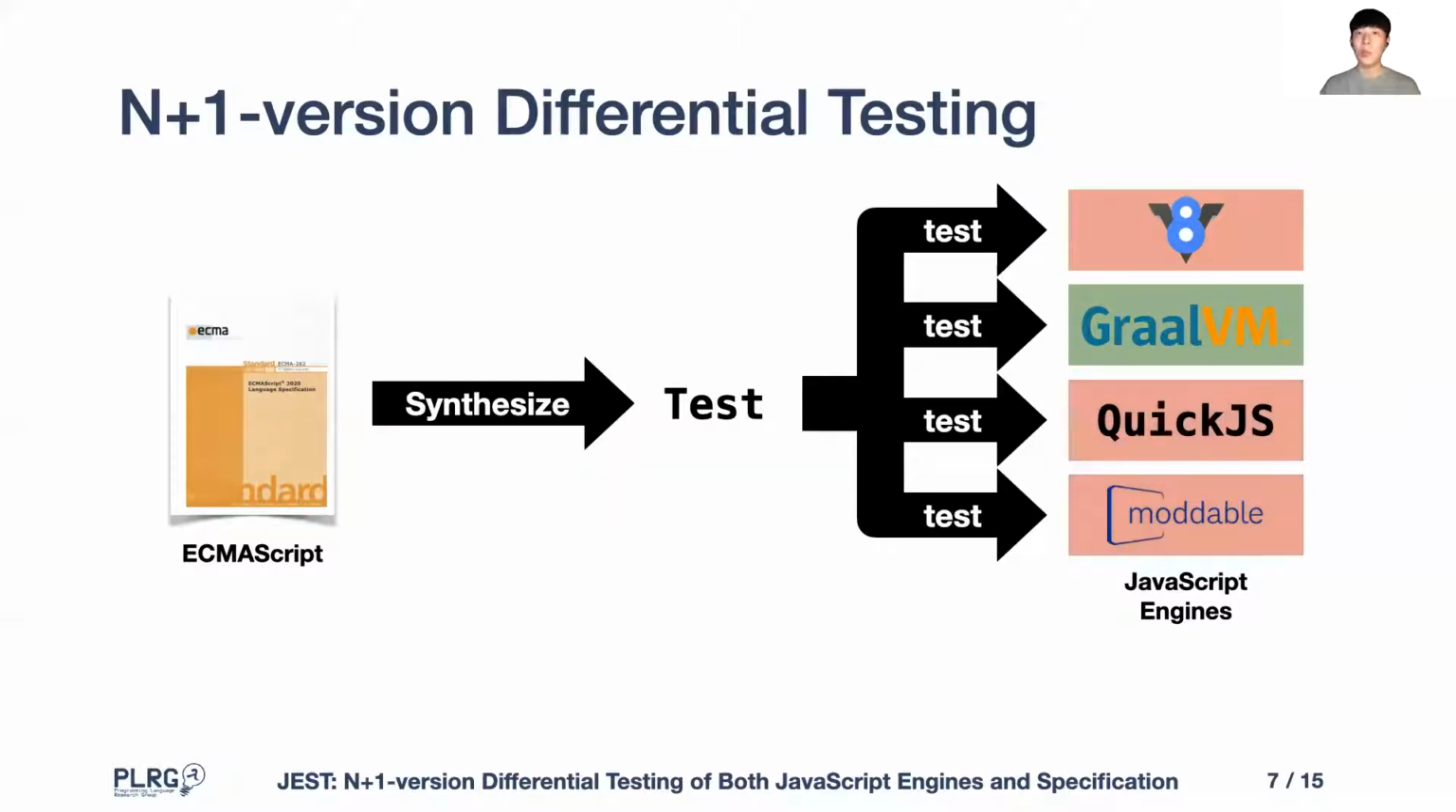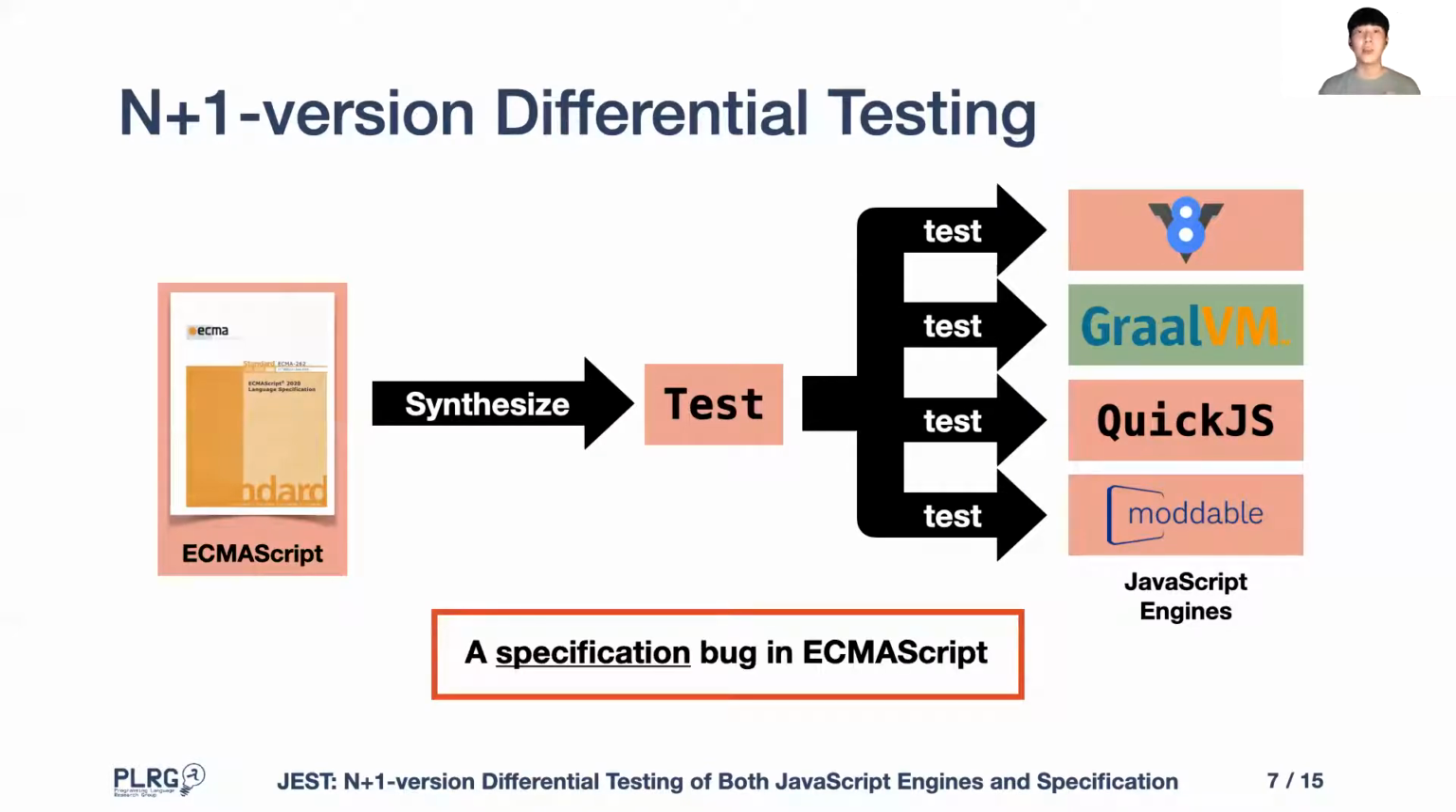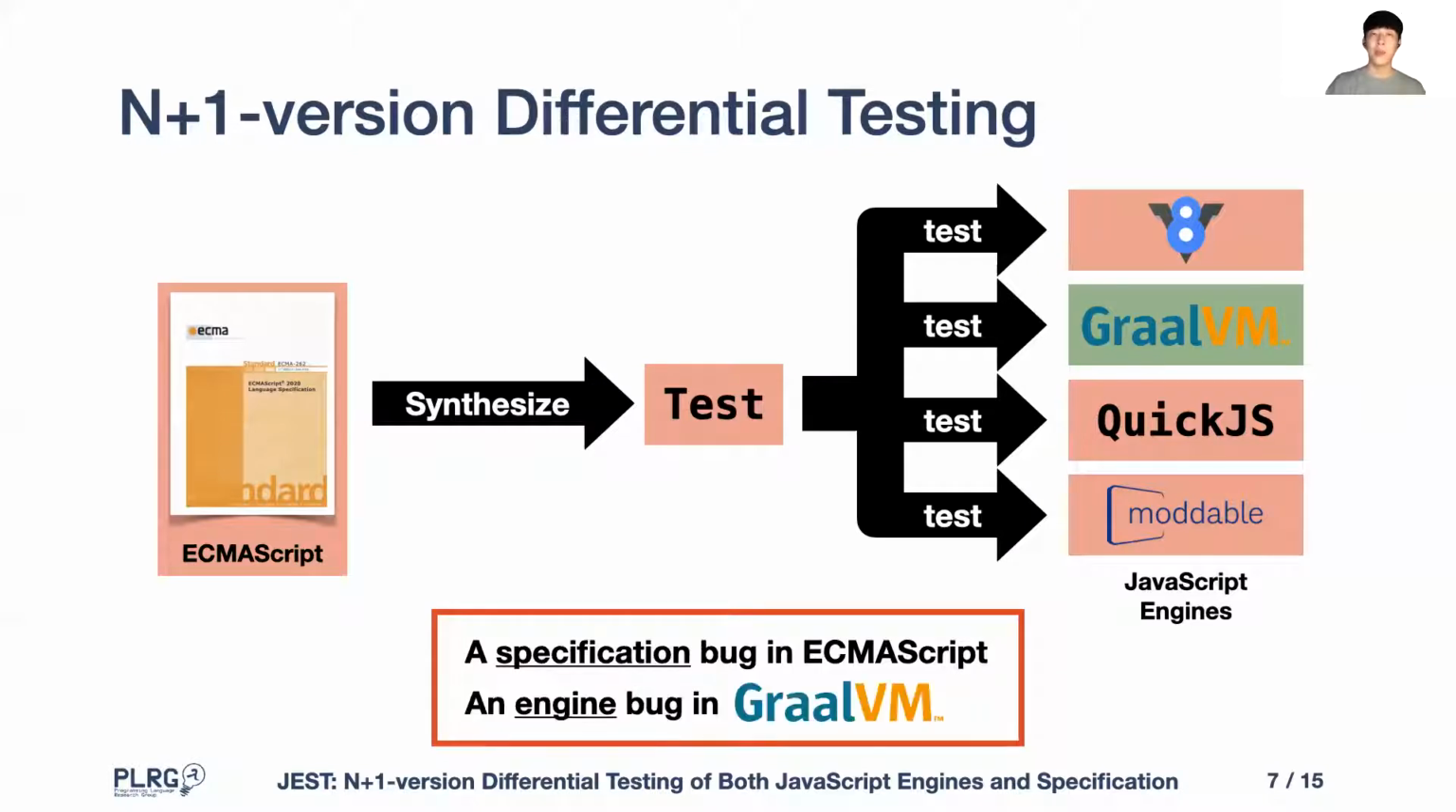Assume that only the GraalVM JavaScript engine passes a test, but the other engines do not. Then the test itself does not conform to most of the existing JavaScript engines. Thus, we can say that the test might be wrong, and ECMAScript has a specification bug related to the test. Moreover, we can say that the GraalVM JavaScript engine also has an engine bug because it passes the test which should fail.